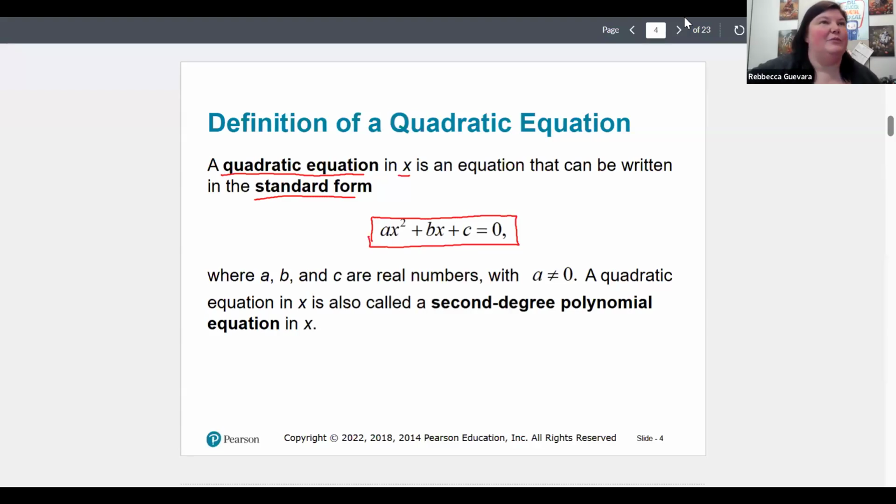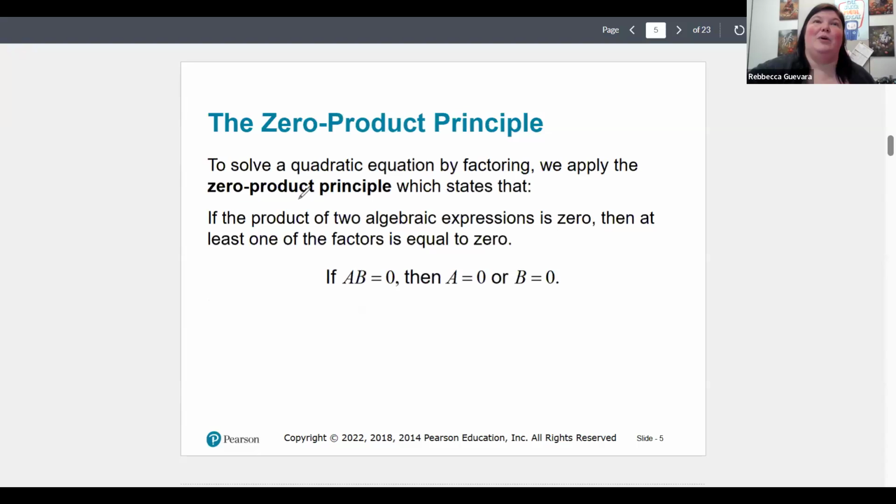So we got a review on this. We're going to do it again. So zero product property. To solve a quadratic equation by factoring, we apply the zero product property, which states that if the product of two algebraic expressions is 0, then at least one of the factors is equal to 0. Meaning, if I had a times b equals 0, so a and b can be an expression, so it could be a binomial. It also could just be a variable, but we have a times b equals 0 means either a equals 0 or b has to equal 0, but one of them has to be 0.